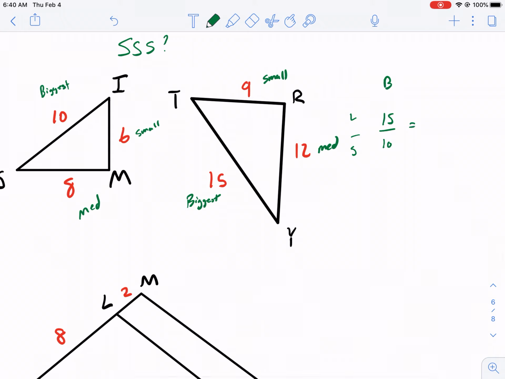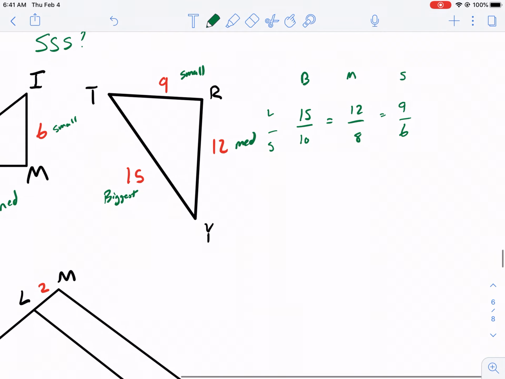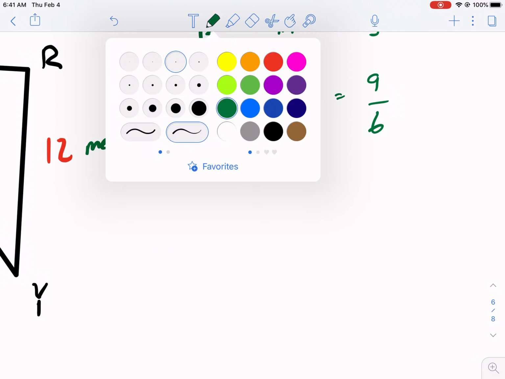Is this equal to the medium side, 8 over, we want to go with the large triangle on top, so that's 12 over 8. And then finally we have 9 over 6. Okay, and that's for the small side, the shortest side. All right. What we need to do is reduce all of these and see if they are equivalent. Look for a common factor.